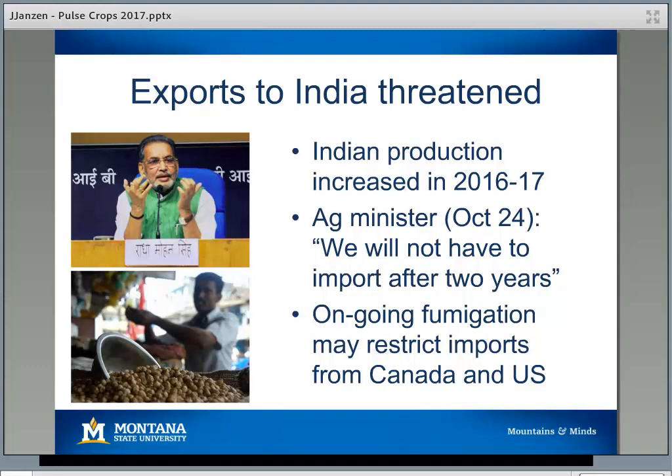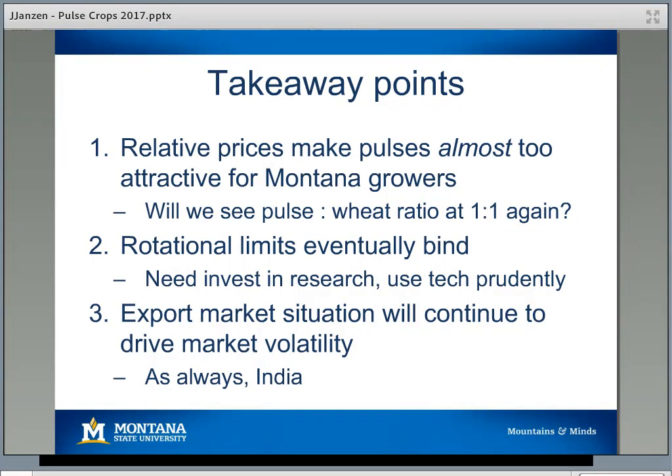So if you wonder why your local buyer isn't offering good bids for lentils next spring, it's partly because that company needs to hedge against the risk that something could happen before they have the crop in the bin, in the elevator, moved over to that end user, that could cause them to end up getting a much lower price.